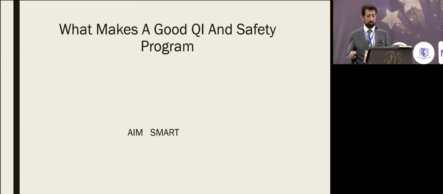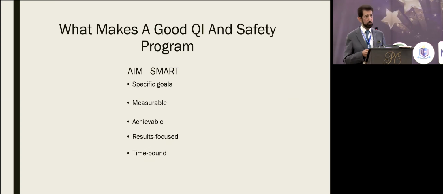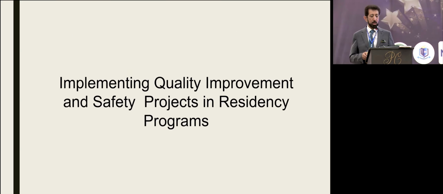And you have heard many times what makes a good quality improvement program. We have already talked about this twice now, and I don't think that this needs more elaboration. So how are we going to implement?